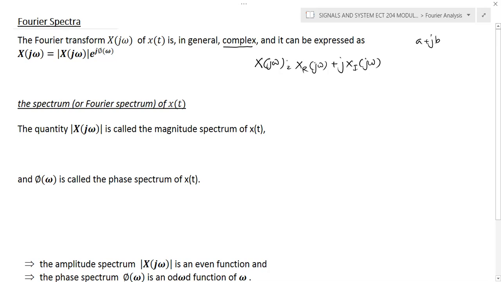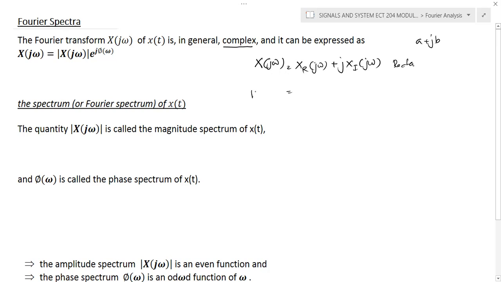So if the number is complex, you can represent it in two different forms, that is the rectangular form and the polar form. Okay, so this is the rectangular form. Now we can find another representation, that is the magnitude-angle form. That is, X of j omega can be represented as modulus of X of j omega into e raised to j phi of omega, where phi of omega is the angle of X of j omega.